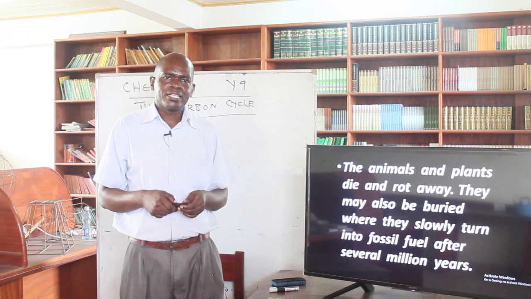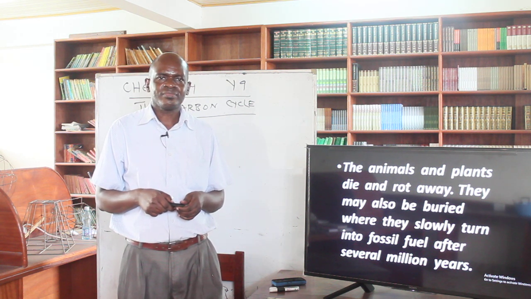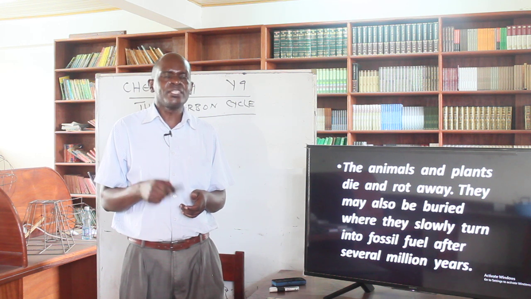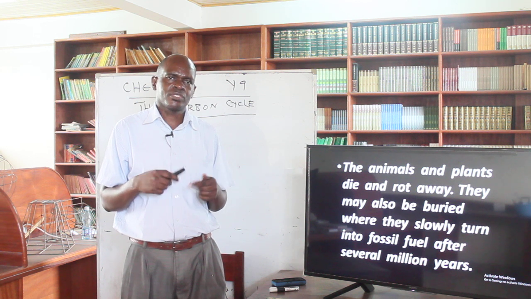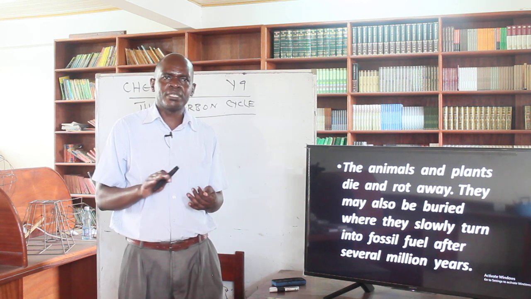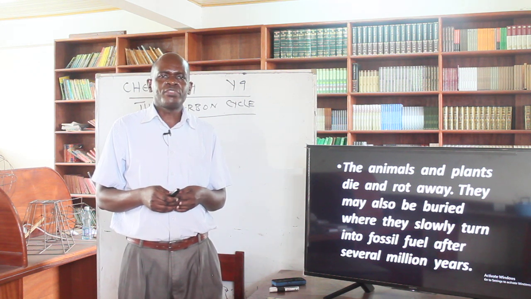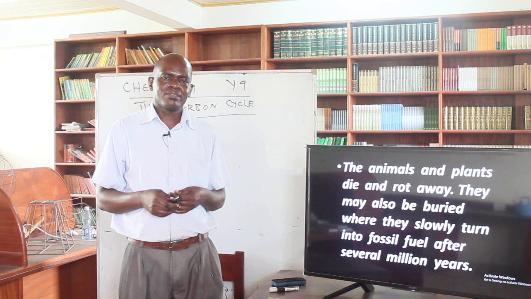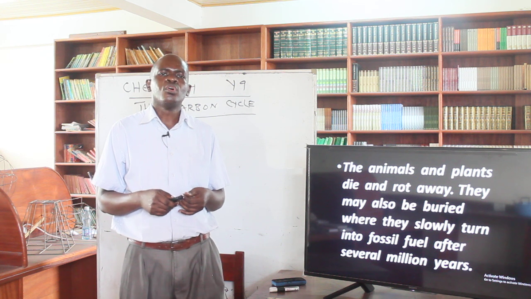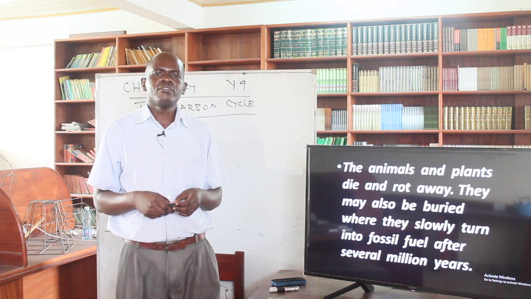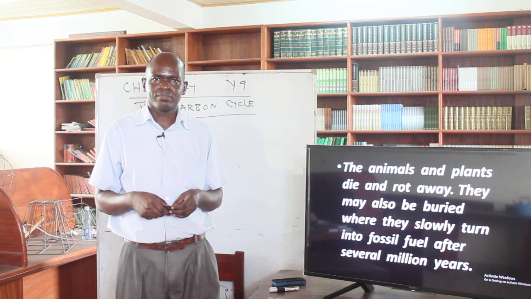Now, when finally these animals and plants die and rot away, they release some of this carbon dioxide back to the atmosphere. The rotting process can involve so many things. One of them will be some of the gases will be released back to the atmosphere. Some of this can also be buried, where once they are buried, they slowly turn into what we call fossil fuel after several millions of years.